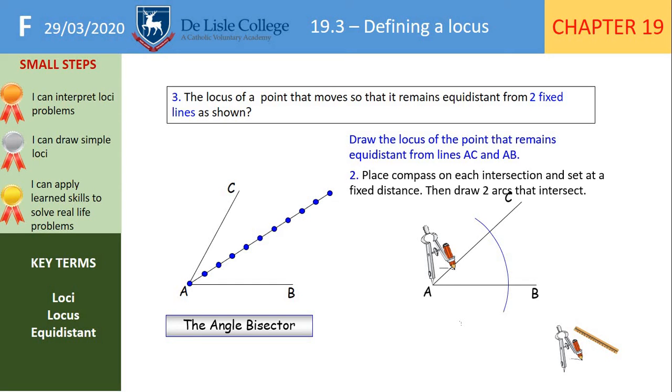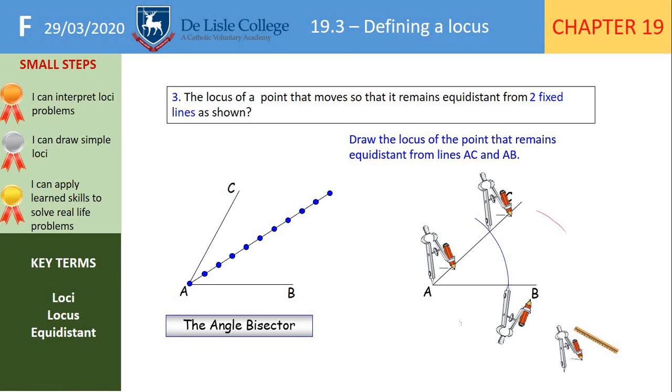So you're now going to lift up your compass and place it on the point where you've crossed, where you've intersected line AC, and you're going to draw another arc. You're then going to lift your compass off, place the point here, and draw another arc. It's really important that you keep the compass set the same distance as you do that. So the compass goes on and we draw 2 arcs that cross.